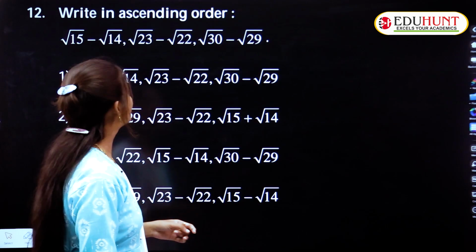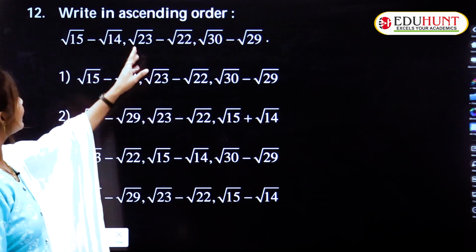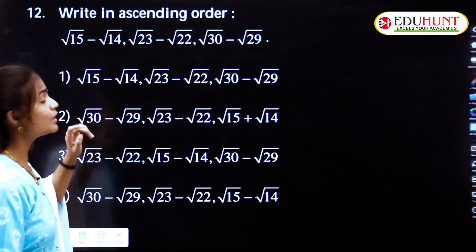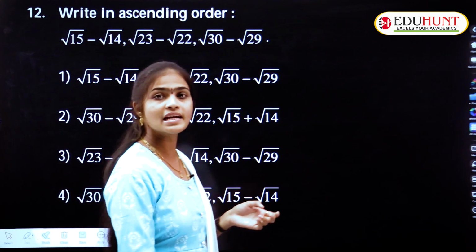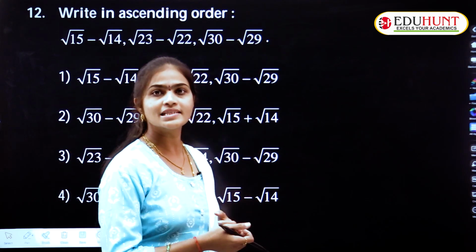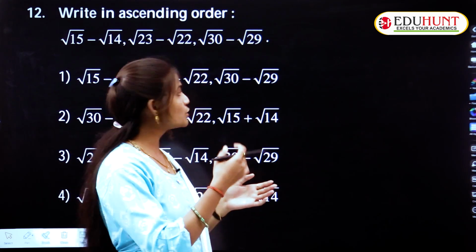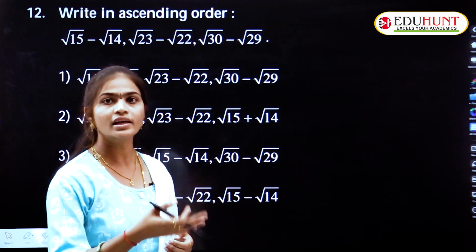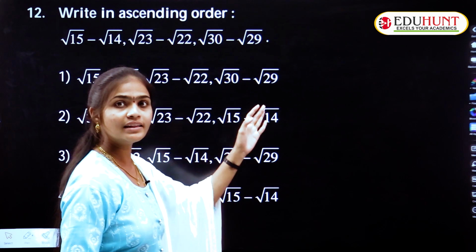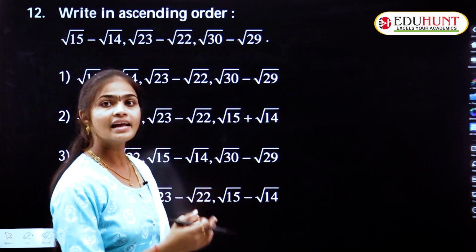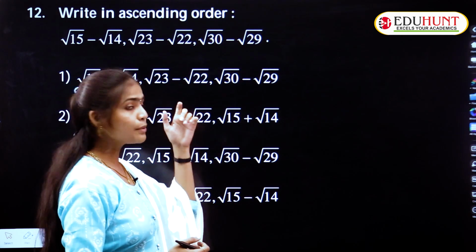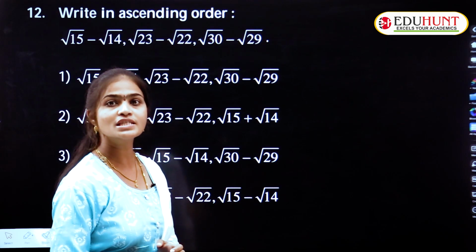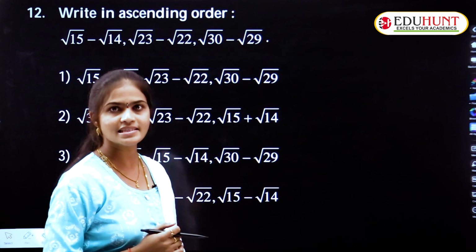So the next problem is the last problem. Write in ascending order. In previous questions they gave just monomial surds and asked which one is greater, which one is smaller, or to arrange the given surds in ascending or descending order. But here they have given binomial surds. Then how do we compare these surds? If binomial surds are given, first we need to take their rationalizing factors.